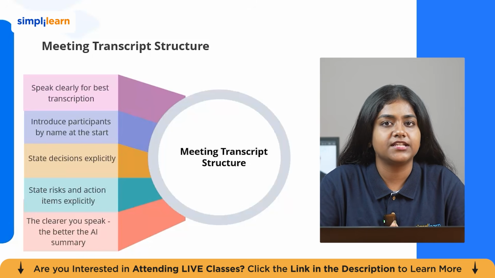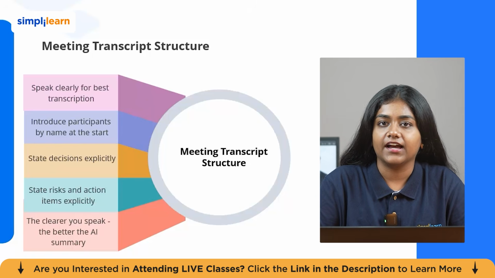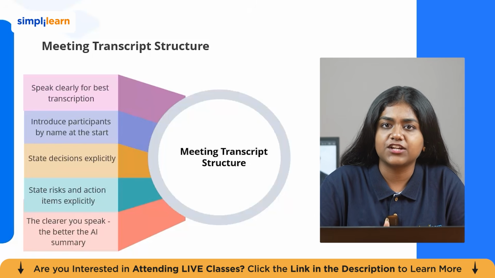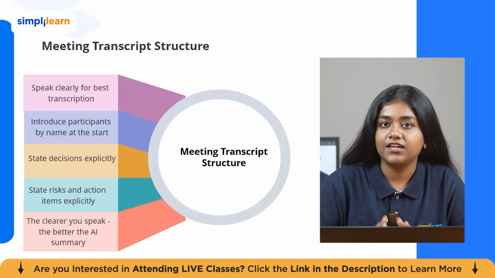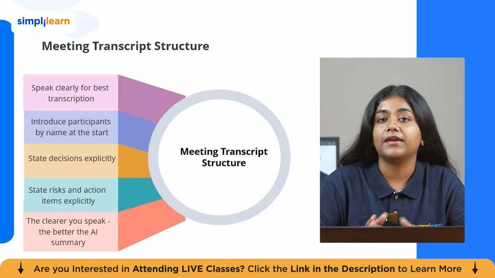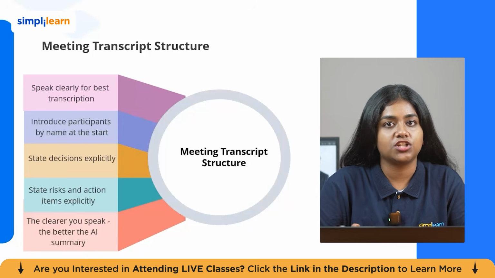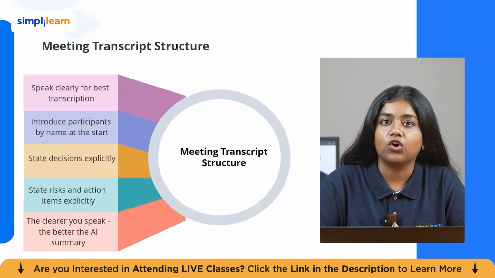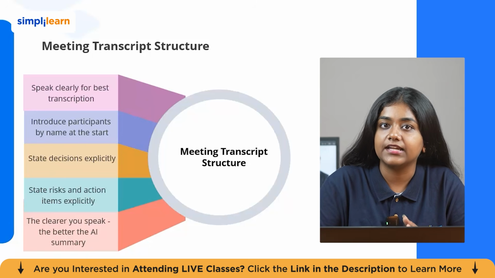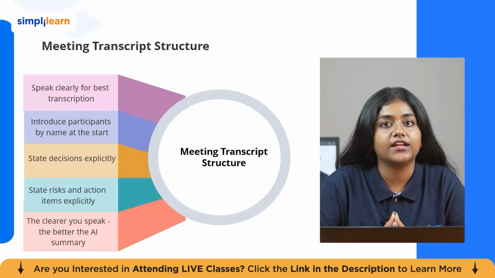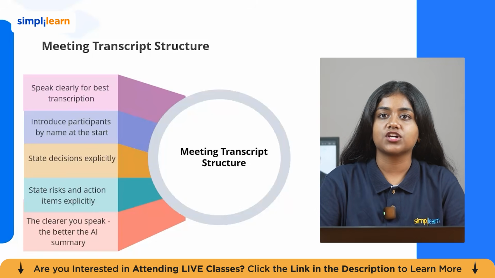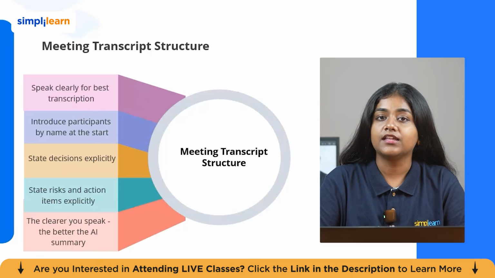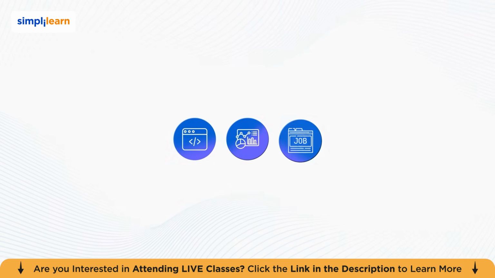State decisions explicitly using clear language. The AI identifies explicit decision language and captures it accurately. State action items explicitly. Say, he or she will design the campaign poster by May 25th, and not just he or she will handle the poster. The explicit format with owner, task, and deadline gives the AI everything it needs to create a perfect task entry. The more structured and clear your meeting language is, the better the AI summary will be.